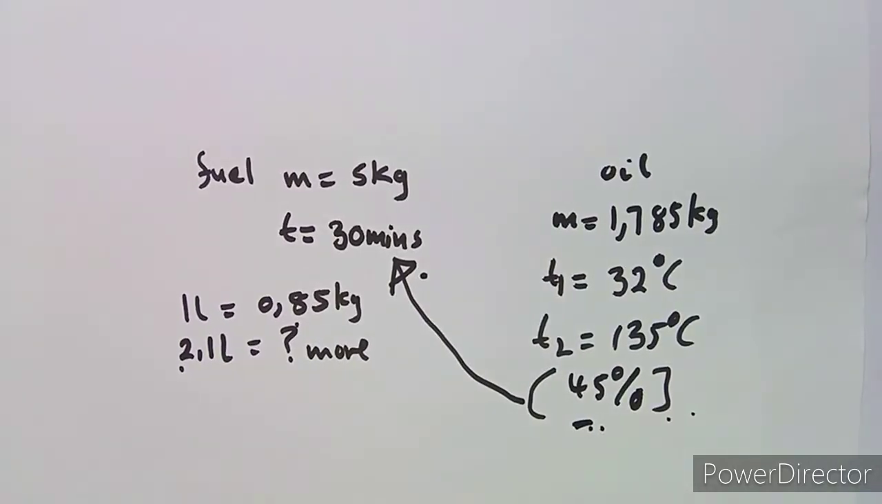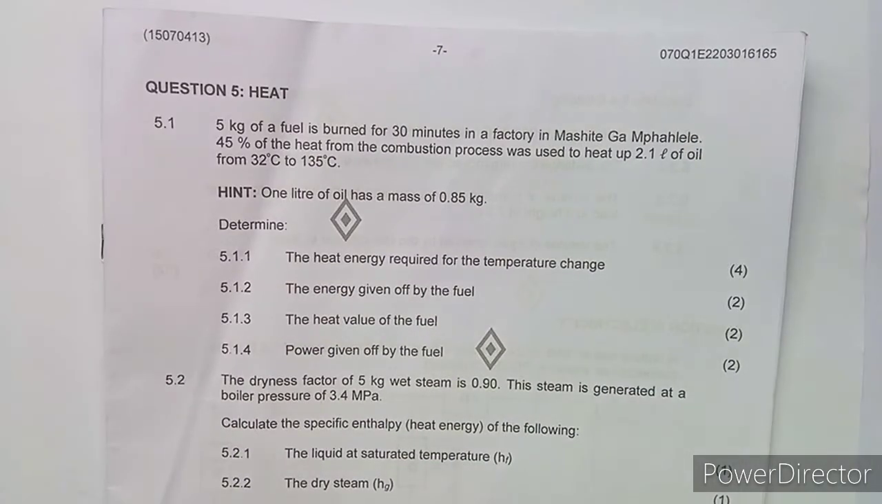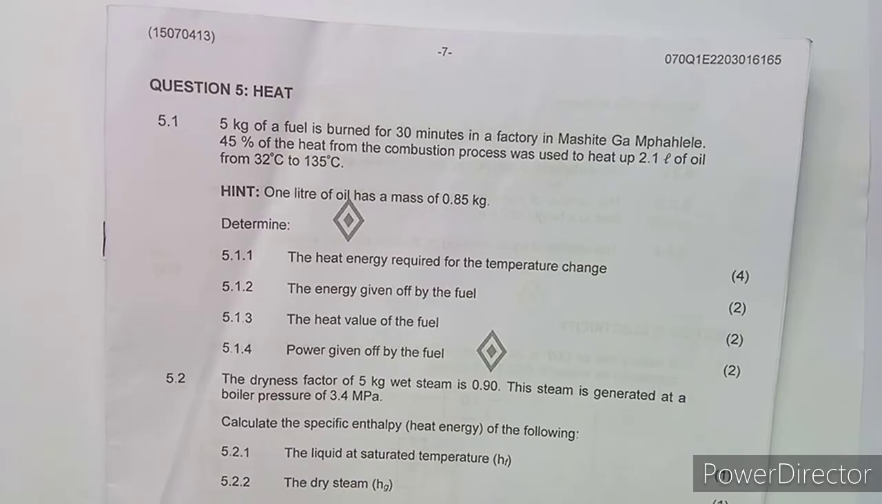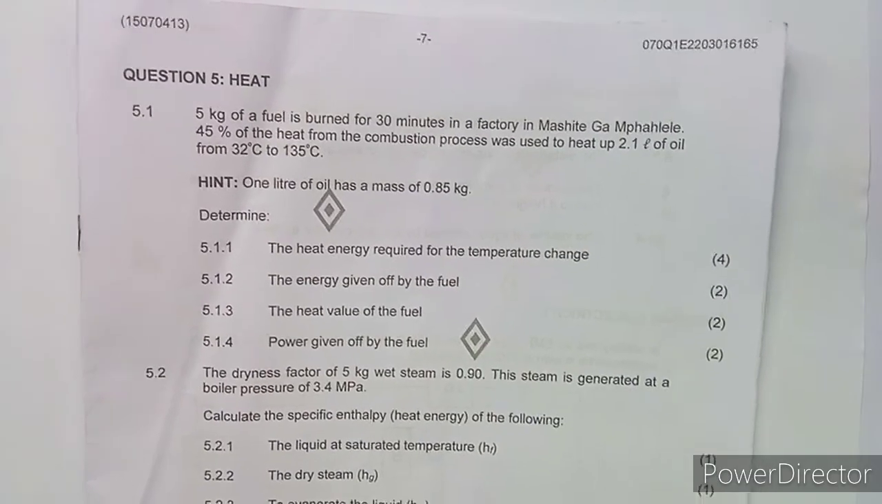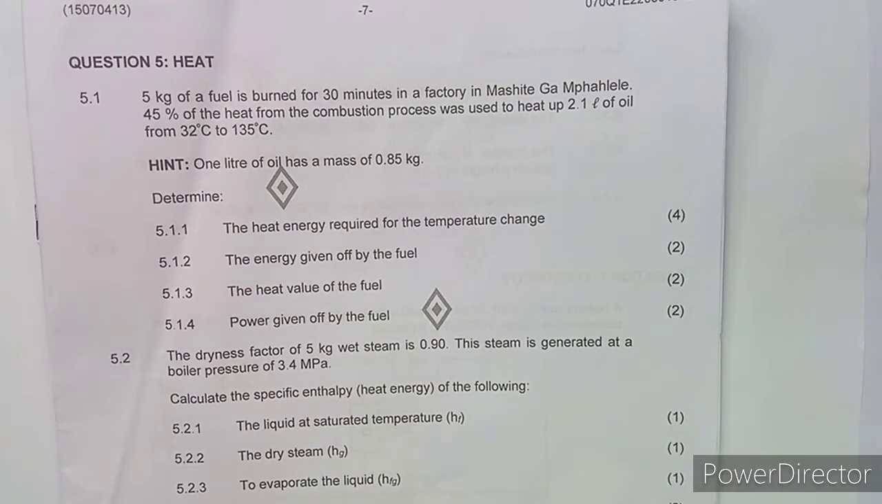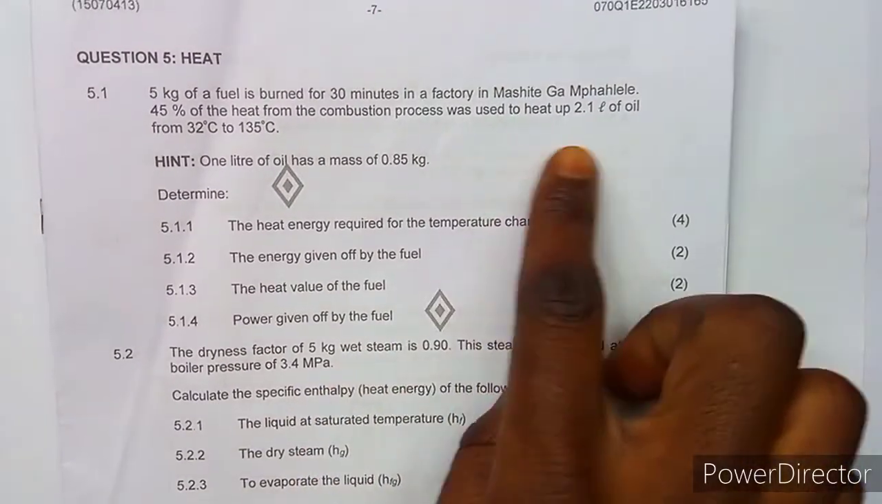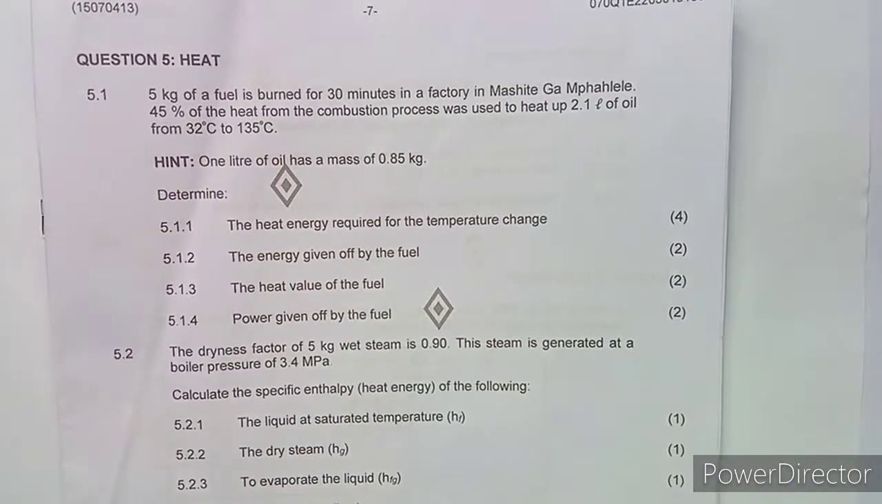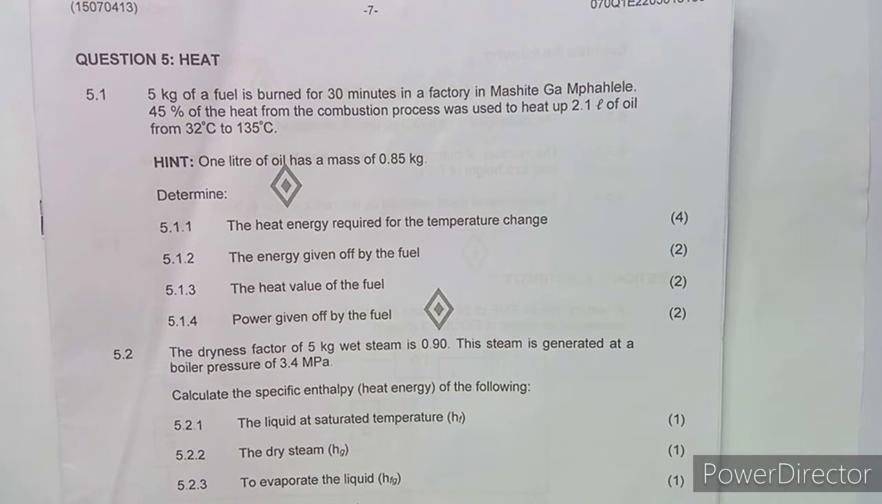All right, so the first question is actually asking us to calculate the heat energy required for the temperature change. What made us have a temperature change, because as you can see, it raised from 32 up to 135. There is a temperature change there. So what heat was used there, the amount of heat and the heat energy which was used.